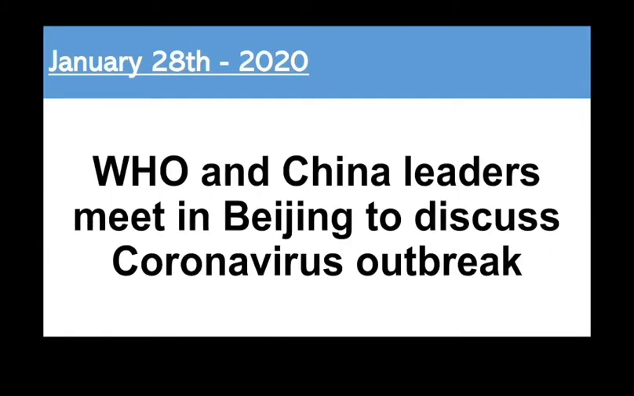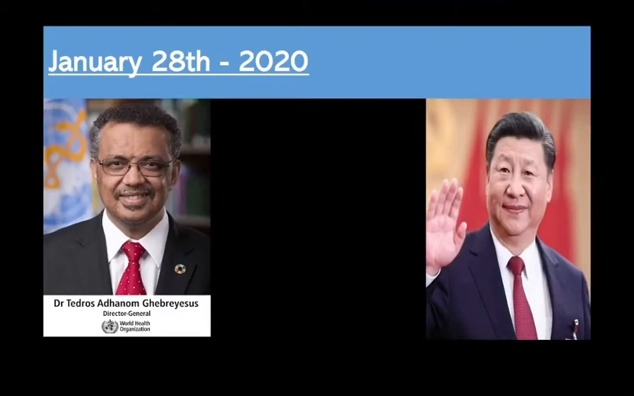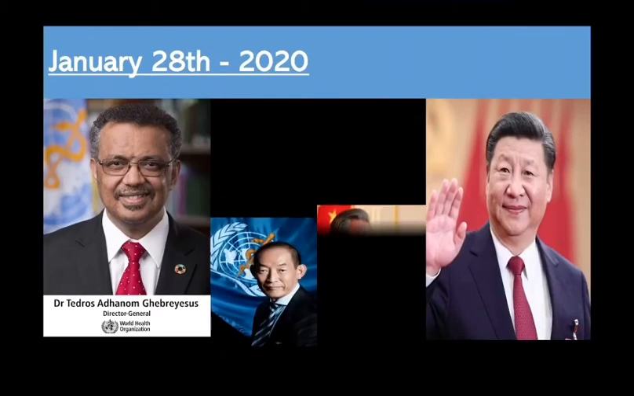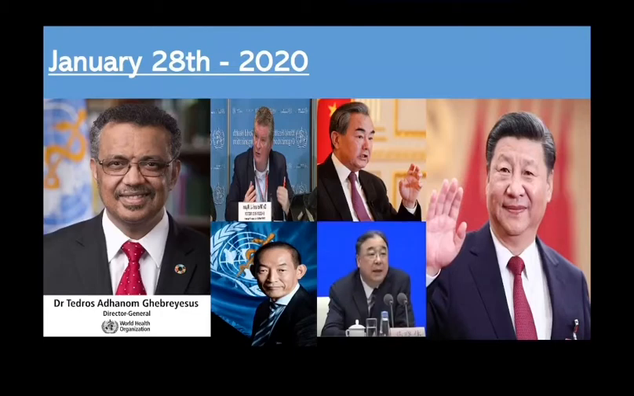Three days later, on January 28, WHO Director General Dr. Tedros Adhanom Ghebreyesus met with China's President Xi Jinping in Beijing about the coronavirus outbreak. Dr. Tedros was joined by WHO Regional Director Dr. Takashi Kasai and Executive Director of the WHO Health Emergencies Program, Dr. Mike Ryan, and also met State Councilor and Minister of Foreign Affairs, Wang Yi, and Minister of Health, Ma Xiaodi.